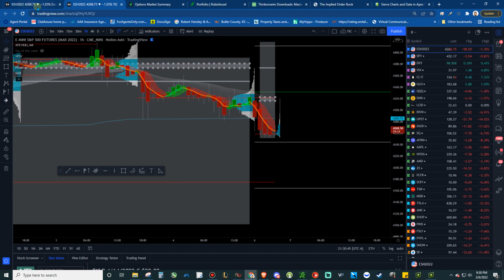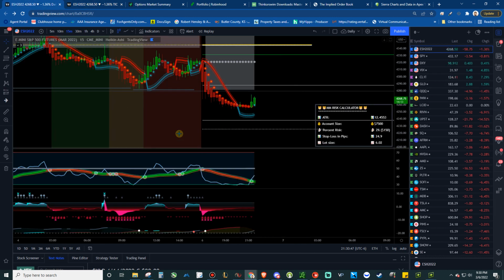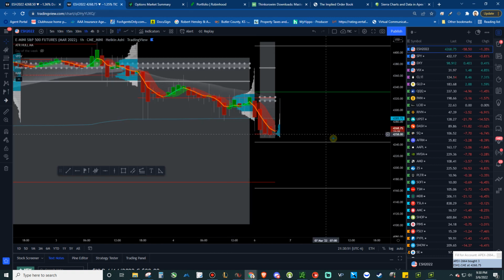Hold on, I was about to go long this real quick. So let's go ahead and do that. Okay, so let's look at the chart for Tesla.